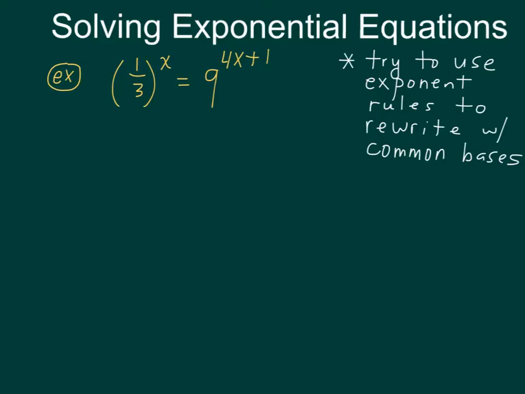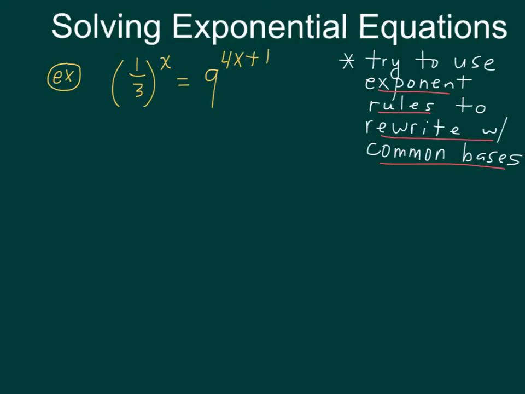Alright, so we are looking at solving exponential equations. These are equations where our variable shows up in the exponent somewhere. And the key here is to use your exponent rules, the ones we just discussed in the previous video, to rewrite your equation so that you have common bases. If you have common bases, recall that you could then just set the powers equal to one another and drastically simplify your equation. So what am I talking about?